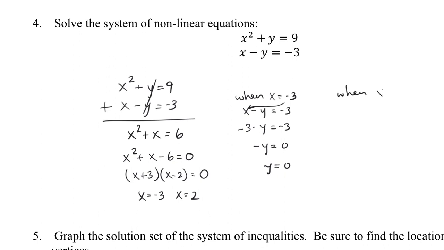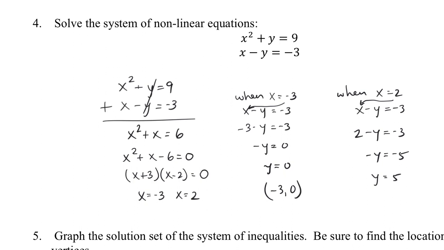When x equals 2, I'm going to use the same equation, x minus y equals negative 3. Now we plug in a 2 there for x. 2 minus y equals negative 3. If we subtract 2 and then divide by a negative 1, so we have negative 3 comma 0, and here we have 2 comma 5.